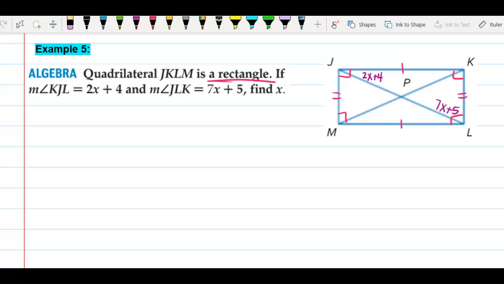Okay, so we've labeled this. We need to find what x is. Please do not resort to saying, oh, 2x plus 4 should be equal to 90. It's not, because it's not all of J. It's just a sliver of J. Same thing for 7x plus 5. That's most of L, but it's not all of L, so we can't use that.